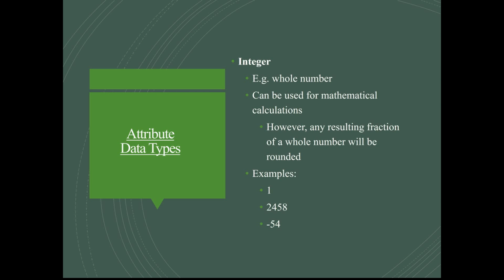So the first data type is the integer. An integer is a whole number, such as the number 1, the number 2458, and the number -54. Integers can be used for mathematical calculations. However, any resulting fraction of a whole number will be rounded or truncated.